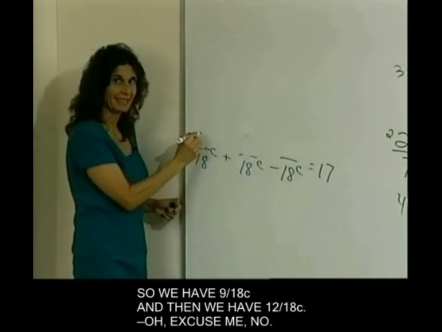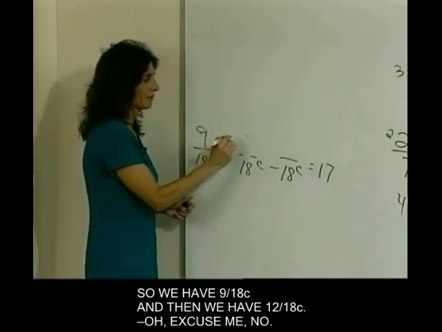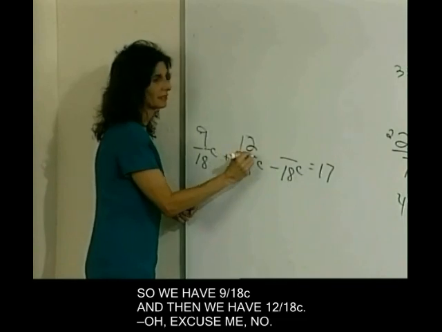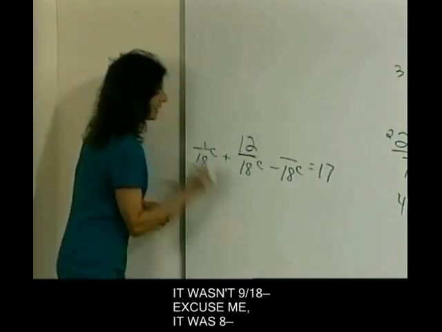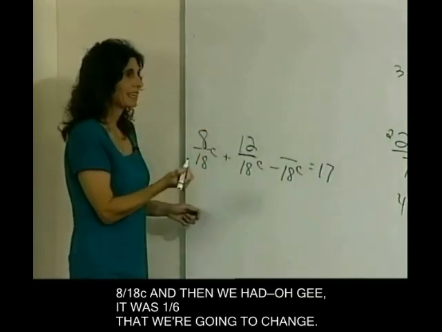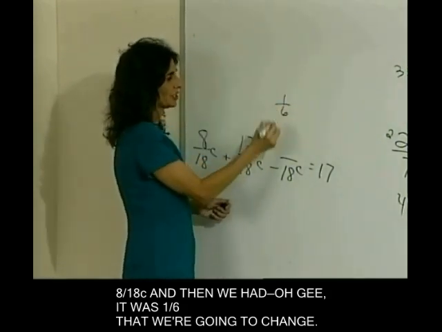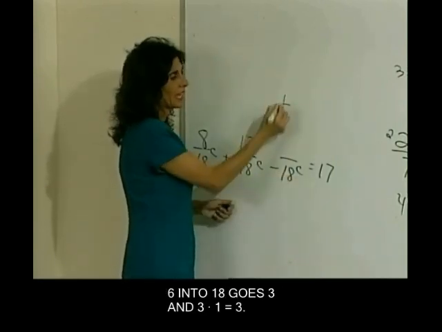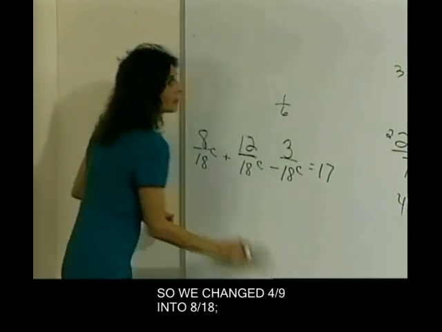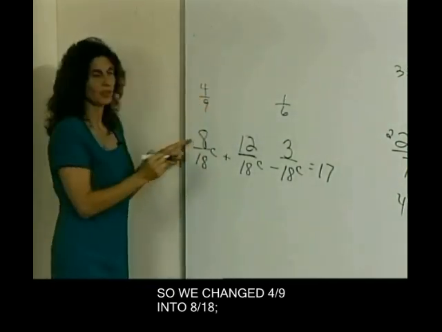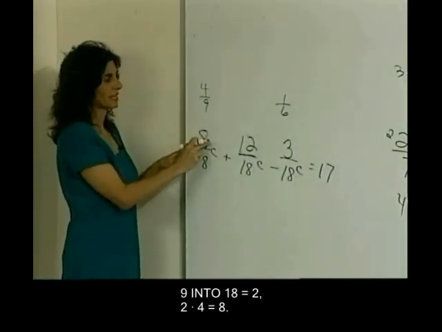So we had 8/18 C, excuse me, it wasn't 9/18, it was 8/18 C. And then we had 1/6 that we're going to change. 6 into 18 goes 3, and 3 times 1 is 3. So we changed 4/9 into 8/18. 9 into 18 is 2. 2 times 4 is 8.